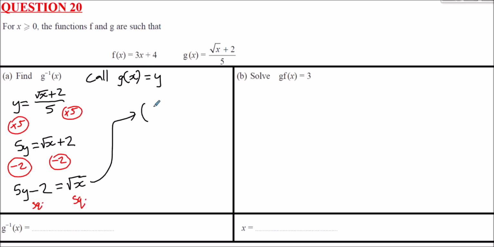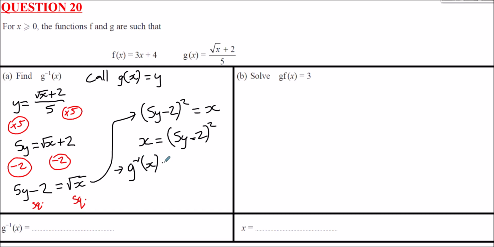So then I get 5y minus 2, all of that squared, equals x. So write x first. x equals 5y minus 2, all squared. Now we just do a little switch with the letters. So actually, g minus 1 of x, we just call this x now. So therefore g minus 1 of x, then replace the letter y with the same as the input, in this case x. So g minus 1 of x is 5x minus 2 all squared. So that's our answer for part A, 5x minus 2 all squared.